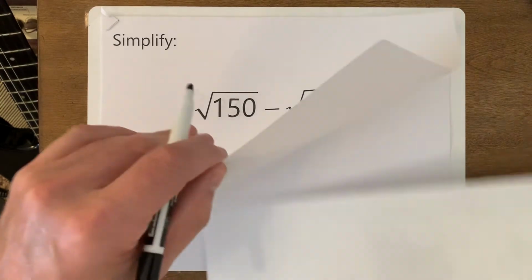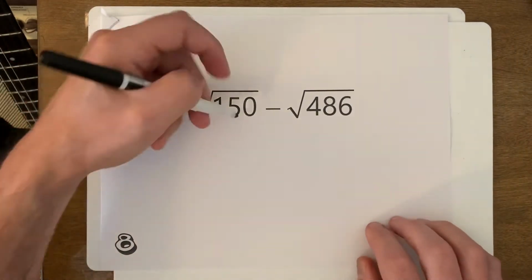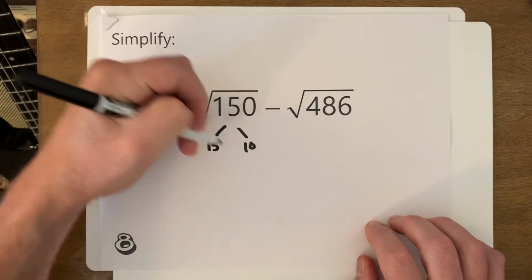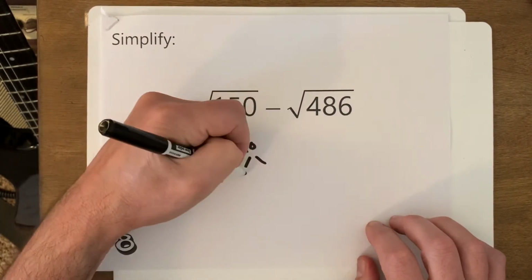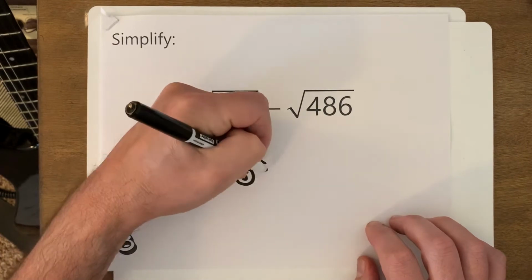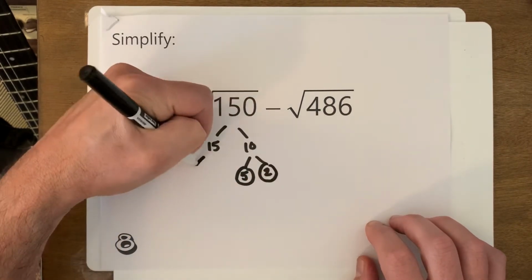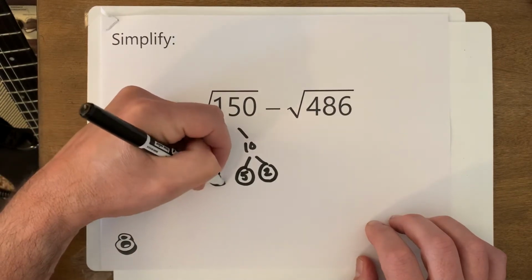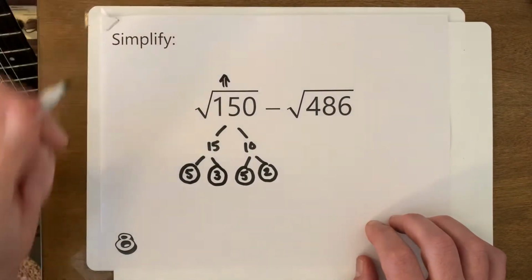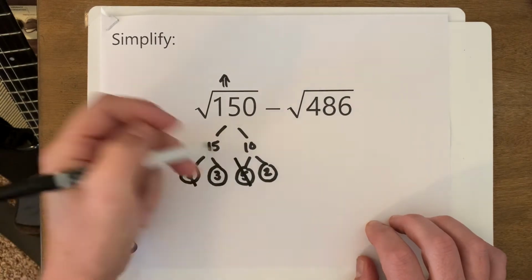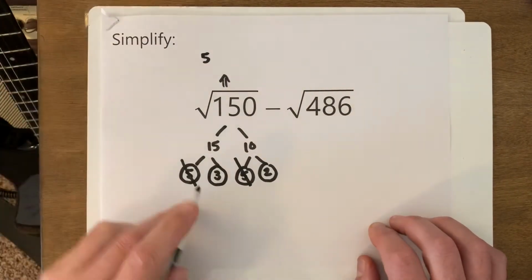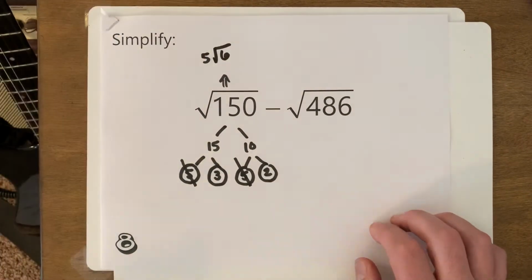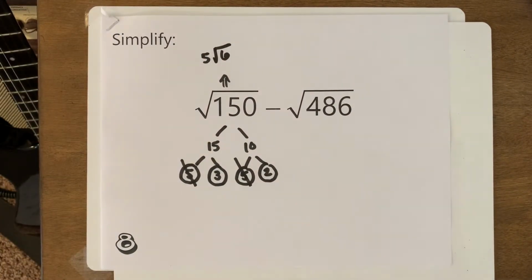All right, let's try this one. 150 is 15 times 10. Let's break these down. They're composite. So 5 and 2, 5 and 3. Okay, so that's going to be 5, and then 3 times 2 is 6. Okay, so now I have minus root 486.